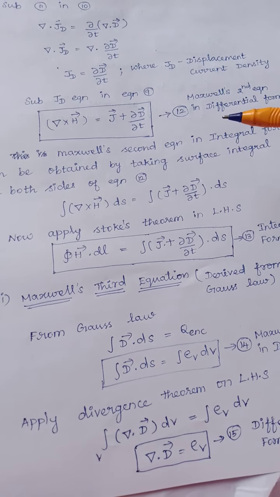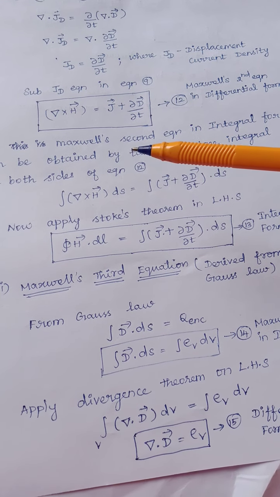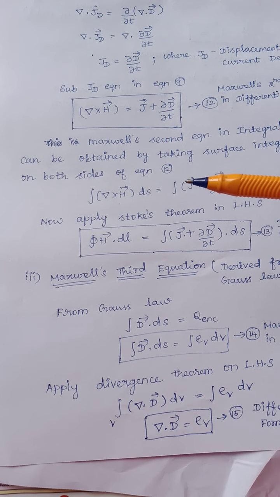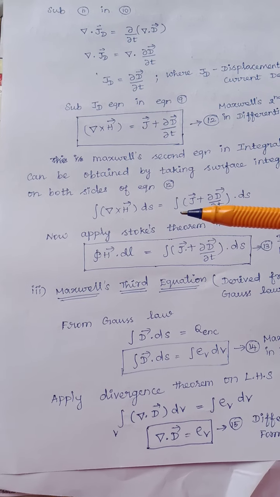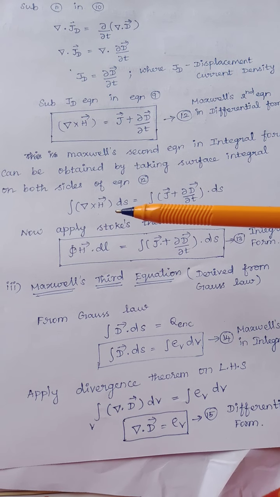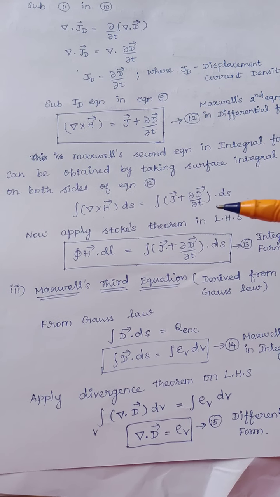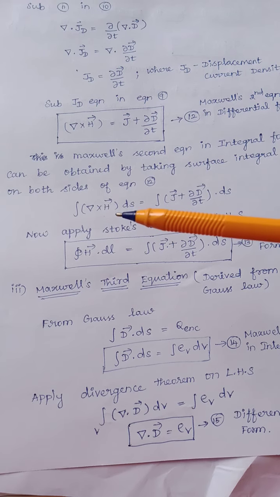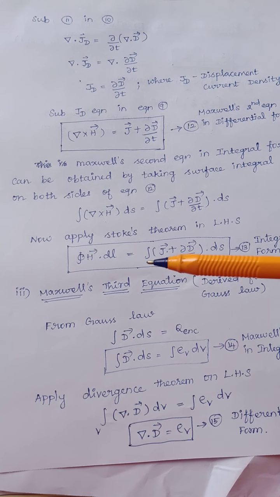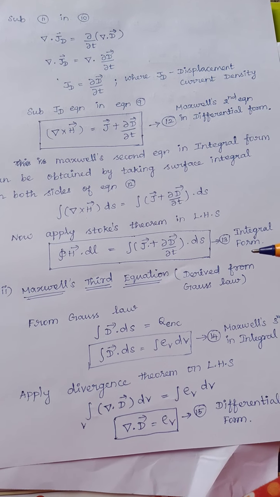This is Maxwell's equation in differential form. Now we have to write Maxwell's second equation in integral form. It can be obtained by taking the surface integral on both sides of equation number 12. So we write the integral of del cross H vector dot ds equal to the integral of J plus dou D by dou t dot ds. Now we can apply Stokes theorem on the LHS, and we obtain the closed integral of H dot dl equal to the integral of J plus dou D by dou t dot ds. This is Maxwell's second equation in integral form.